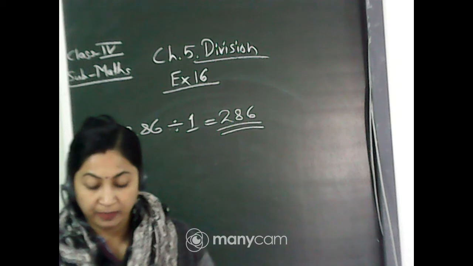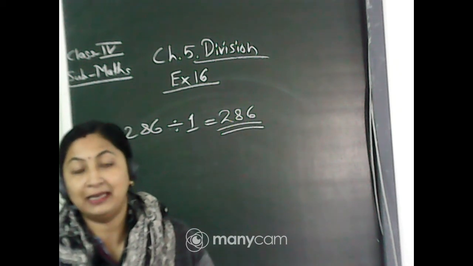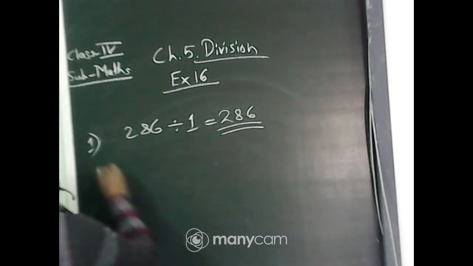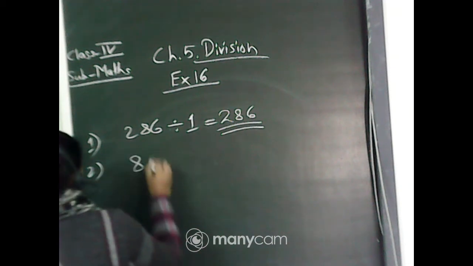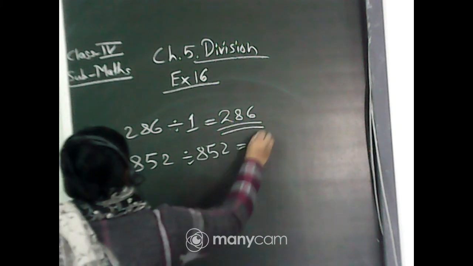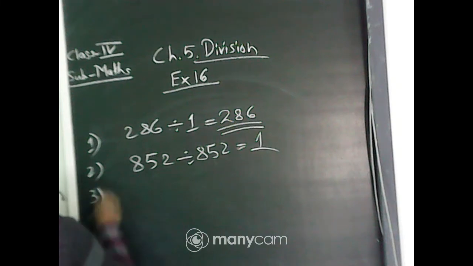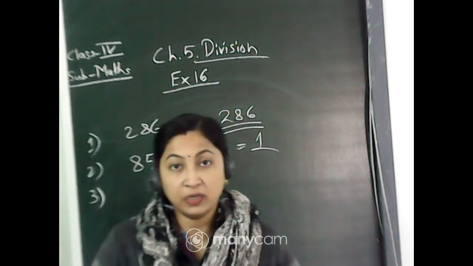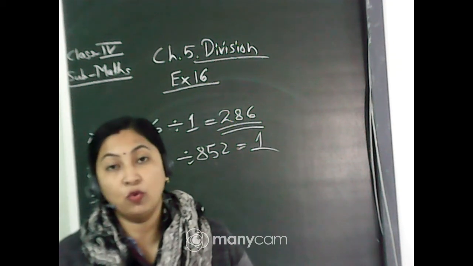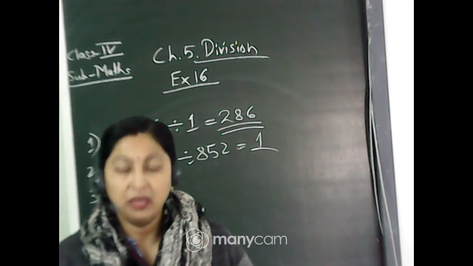Now the second property: on dividing a non-zero number by itself, the quotient obtained is 1. That means when you are dividing the same numbers, the answer will be 1. Suppose I am dividing 852 by 852, the answer will be 1. The non-zero numbers, obviously. Next, division by 0 has no meaning. Whenever you are dividing by 0, it has no meaning. You can't do this.